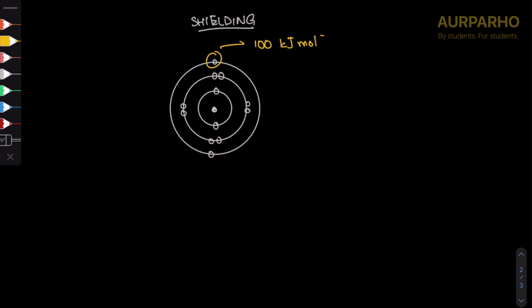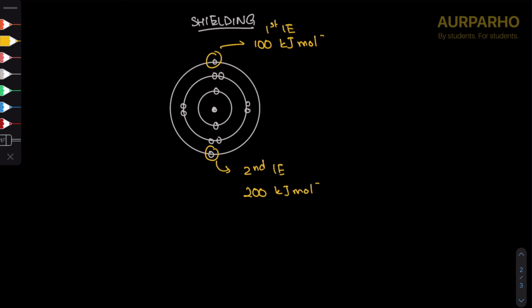And since the second ionization energy is greater, let's label this the first ionization energy, and then we removed another one, so there was a second ionization energy and it was greater, so it was 200 kilojoules per mole. Once again, these are example values, they are not representative of any atom at all. So the second ionization energy is a bit more than the first ionization energy.